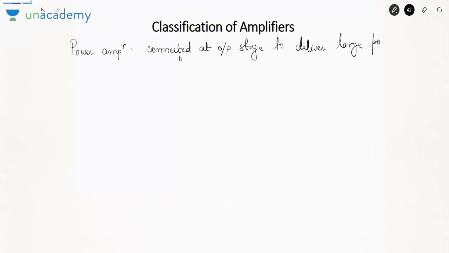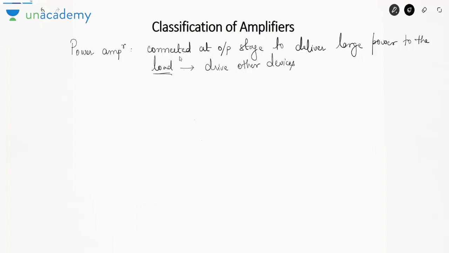Next, let us talk about classification of power amplifier. Now first of all, as I have told you, what is the use of power amplifier? It is connected at output stage to deliver large power to the load. Okay, so it will deliver large power to the load and hence it is connected at the output stage. This large power can be used by the load to drive other devices. Okay, it can also drive other devices using this large amount of power.